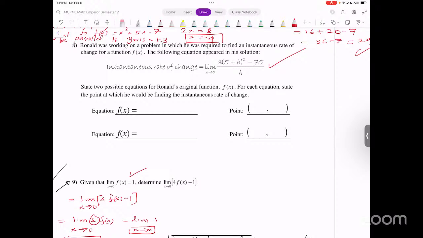This is a thinking question. So, what do you get? What can be the original function?